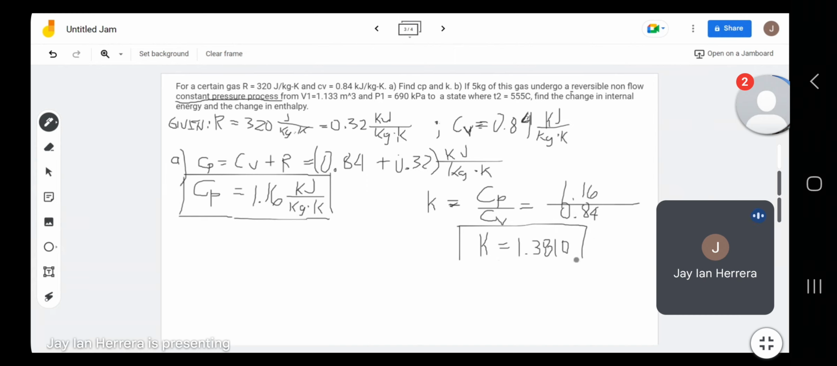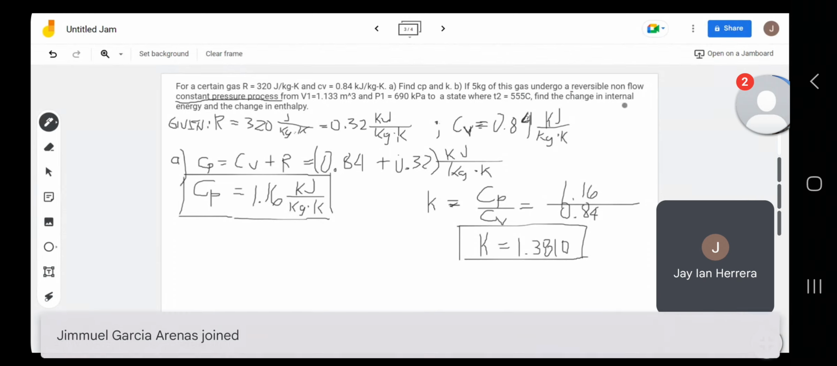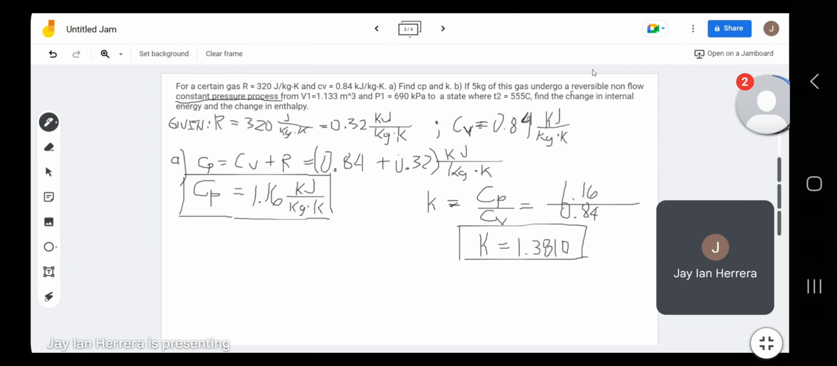Okay, tapos na si letter H. So for letter B daw, what is the change in internal energy and the change in enthalpy, given na nag-undergo siya ng constant pressure process with these following properties. So very common sa mga thermodynamic processes.